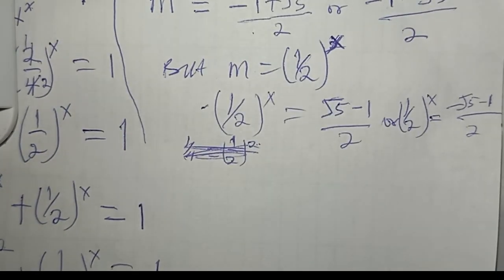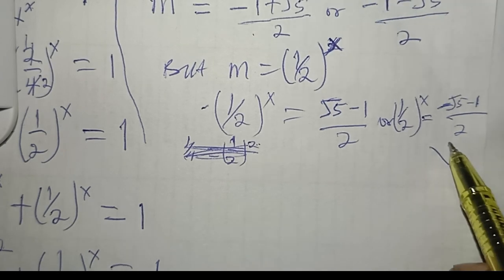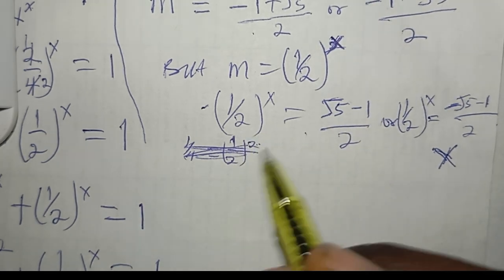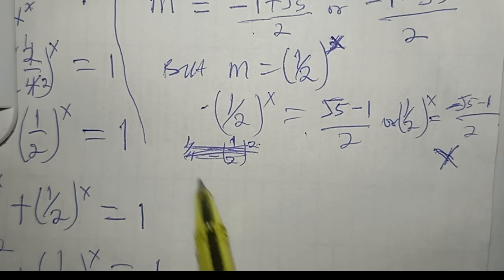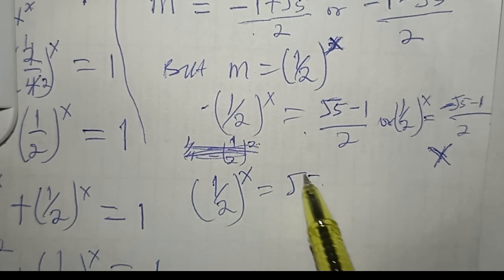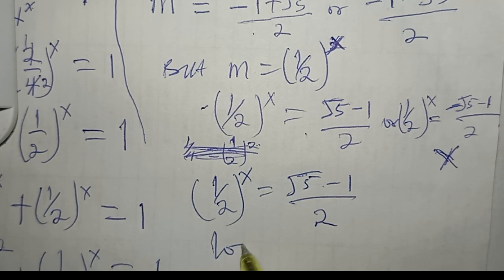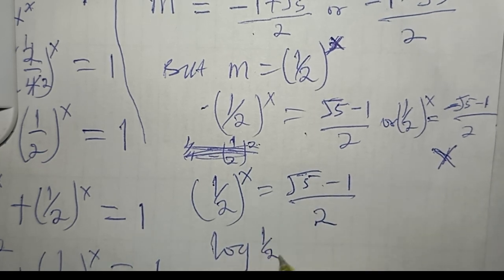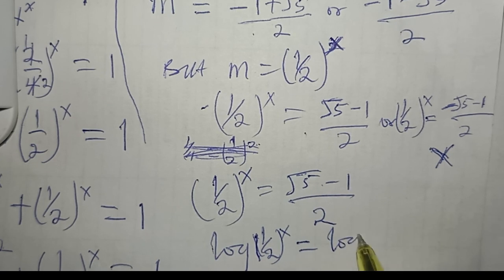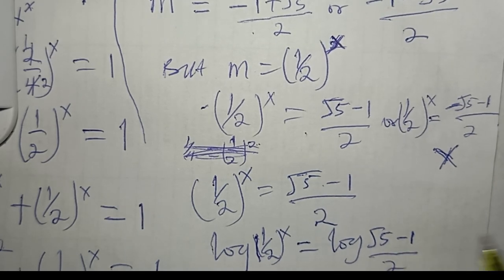If you watch very well, you will see that we're not going to be getting a real solution here, so we are going to reject this, and we concentrate on this first one to get our solution. So I have 1 over 2 to the power x is equal to root 5 minus 1 divided by 2. What I'm going to do is take the log of both sides, so log of 1 over 2 to the power x is equal to log of root 5 minus 1 divided by 2.